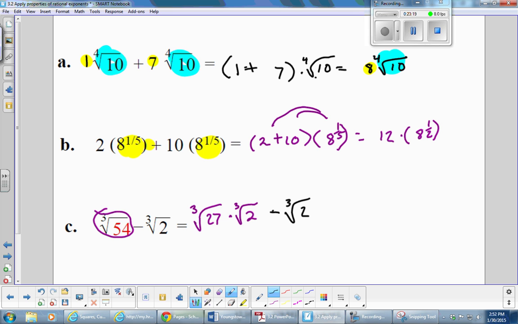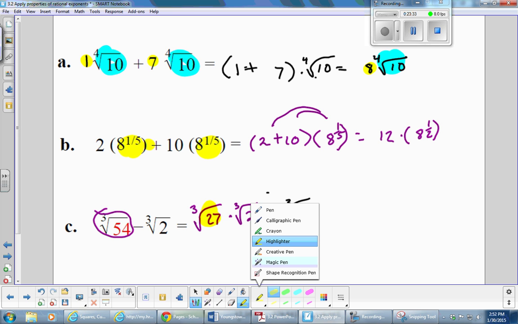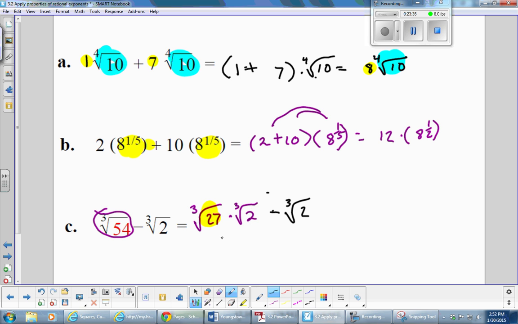The reason I broke these two down is because what is this guy right here? What is that? That's a 3, right? Yeah. So that's why I broke it down. So check it out. Now I've got 3 times the cube root of 2 minus, really there's a 1 there, cube root of 2.